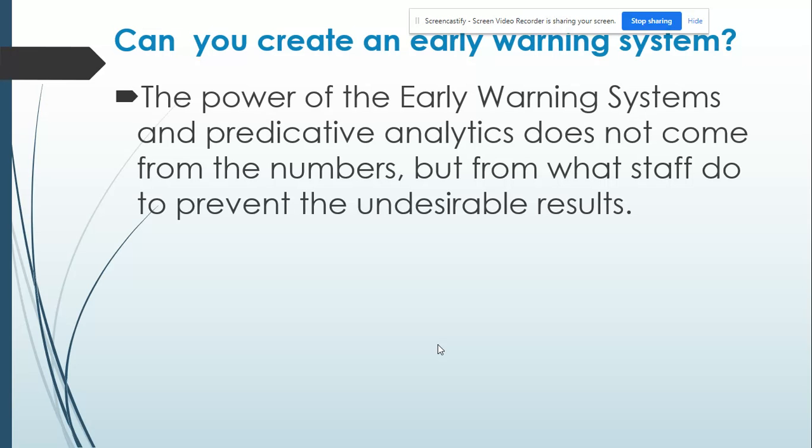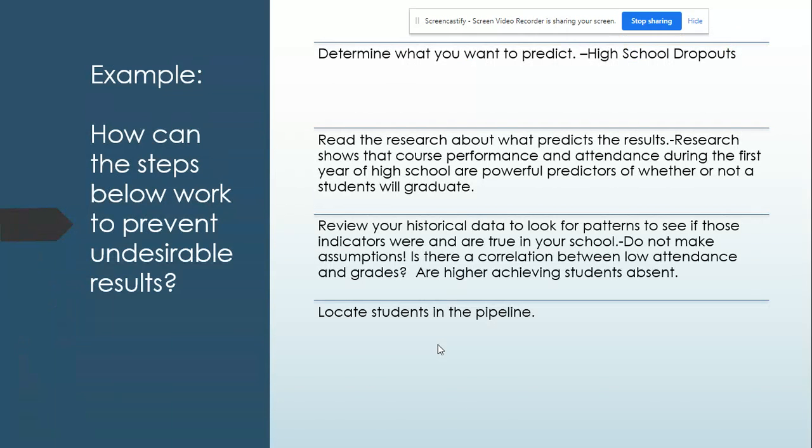So can you create an early warning system? And it's real important to stop and pause here, because the power of an early warning system and predictive analysis does not come from the numbers, but from what your teachers do to prevent an undesirable result. And that's real critical in how we move forward. So how can the steps below work to prevent undesirable results? So you have to determine what you want to predict.